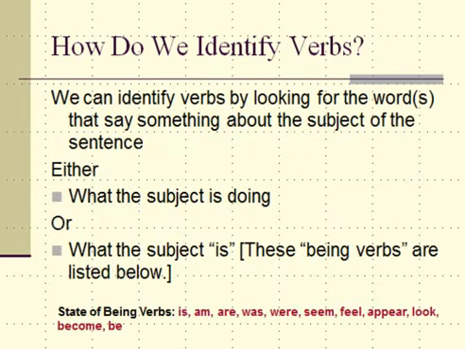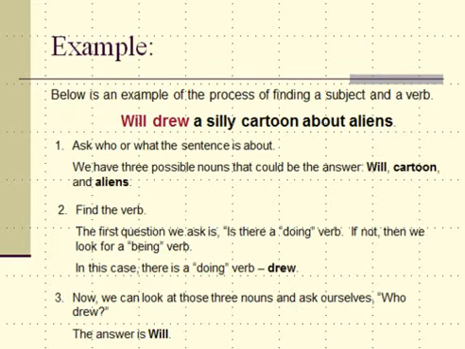We can identify verbs pretty simply. We can look for words that are showing doing or action in the sentence, and then we can look for words that are part of the be family, not be as in buzz, but be as in state of being. I've got a list of those at the bottom of the page: is, am, are, was, were, seem. And then look at these: feel, appear, look, become, be. You might not expect feel, appear, look to be state of being verbs, but they can work as state of being verbs.